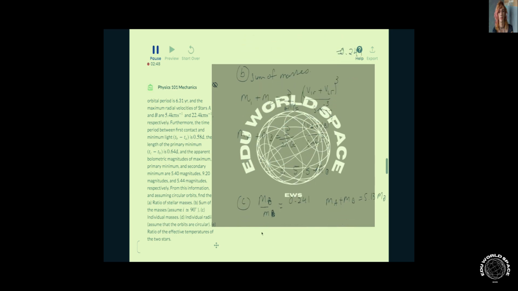Part C is pretty easy, because now I have a ratio, mb to ma, equal to 0.241, and I have that ma plus mb equals 5.13 solar masses. So I have two equations, two unknowns, and I can find the individual masses. And when I do that, I get that ma equals 4.13 solar masses, and mb equals 1.00 solar mass.